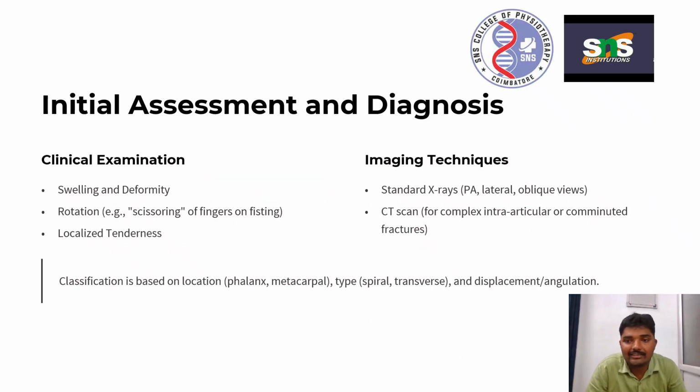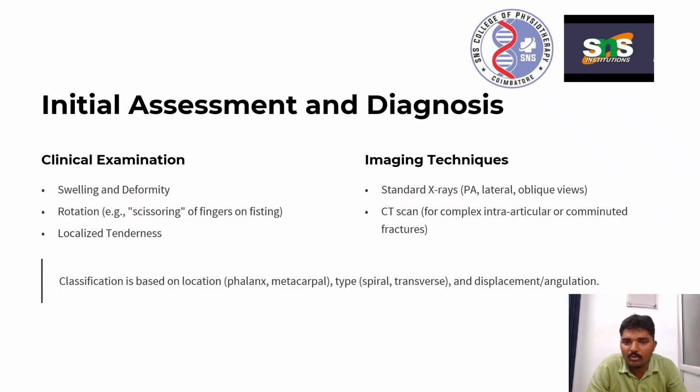Then you will go for initial assessment and diagnosis. The clinical examination is mainly for swelling and deformity of the finger and wrist. Then rotation is mainly checked for scissoring of the finger and fisting. Then localized tenderness of the fingers and either the metacarpal, phalangeal, or hand joints.